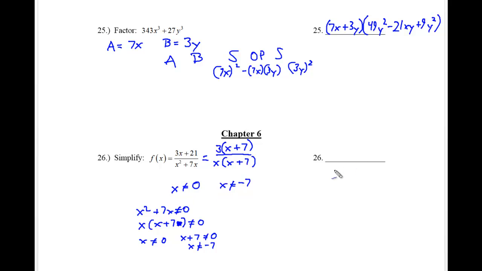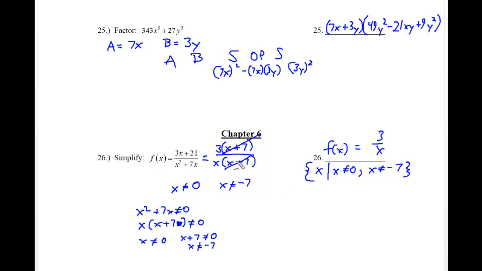So in my answer here, I'm going to have to put down that x cannot be equal to 0 or x cannot be equal to negative 7. If I really want to be nice, I'll put that in set notation so you can see that x can be anything else real. But now we're going to get down to the meat of the problem, which is actually simplifying it. Well, you can see that this binomial is the same as the other binomial, so this gives me the answer that f of x is equal to 3 over x.